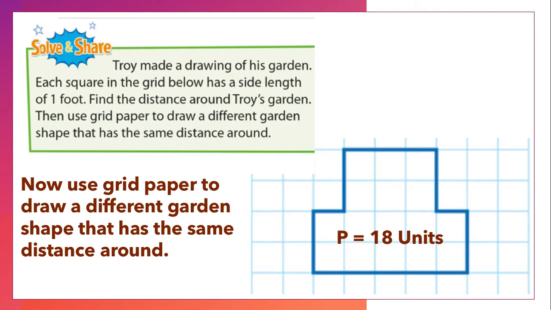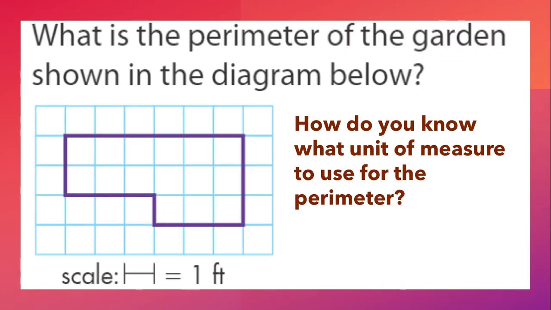If you don't have grid paper, that is okay. You can draw a shape on its own and then just write the amount of inches or feet that each side would be. So what is the perimeter of the garden shown in the diagram below? How do you know what unit of measurement you are using? So before, in the question before, it told us that it was going to be 1 foot each. So we then knew that when you were doing the perimeter of that shape, it would be in feet.